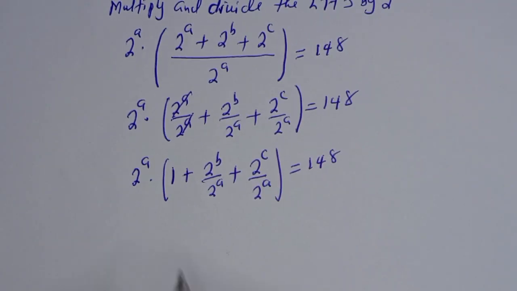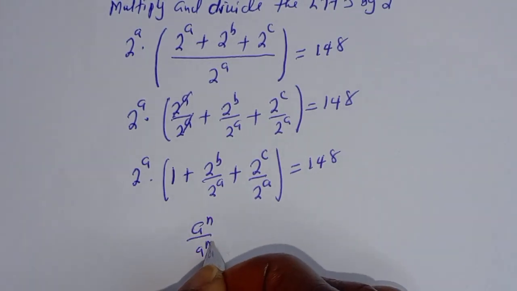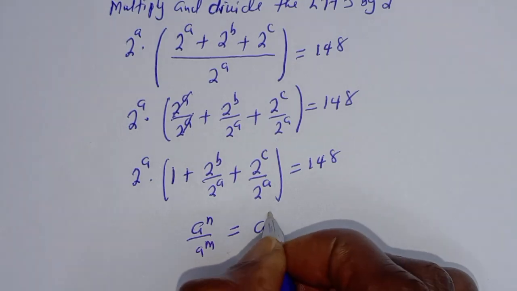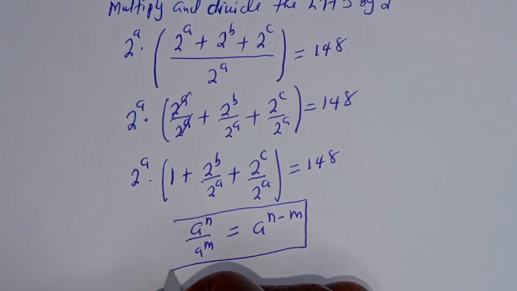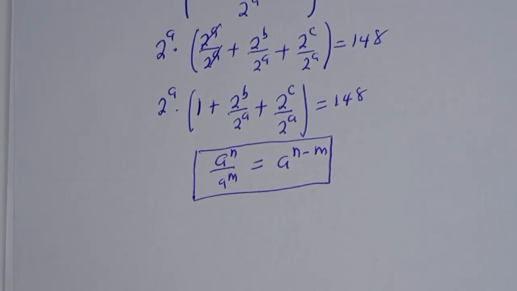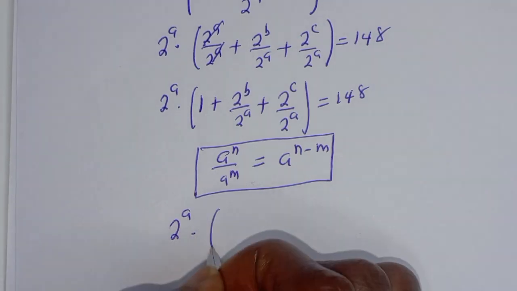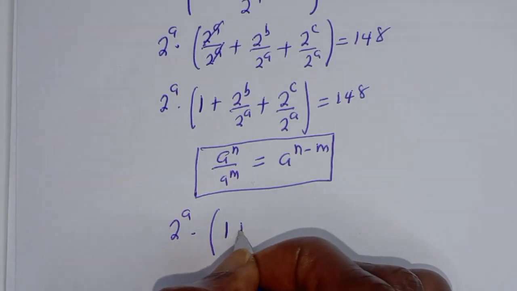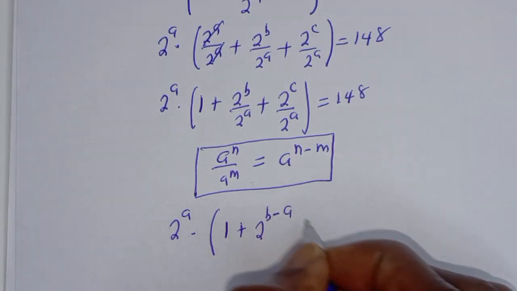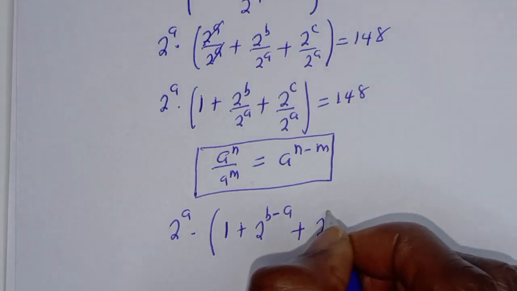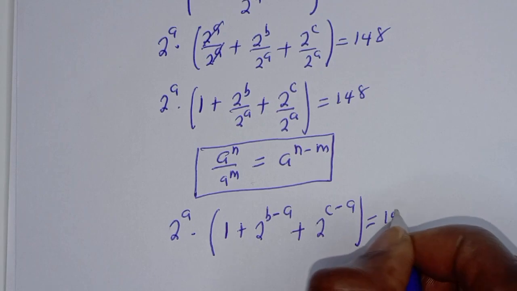Now take note of this exponential rule: if you have a raised to power n over a raised to power m, this is equal to a raised to power n minus m. Then this can be written as 2 to the power of a multiplied by 1 plus 2 to the power of b minus a plus 2 to the power of c minus a is equal to 148.